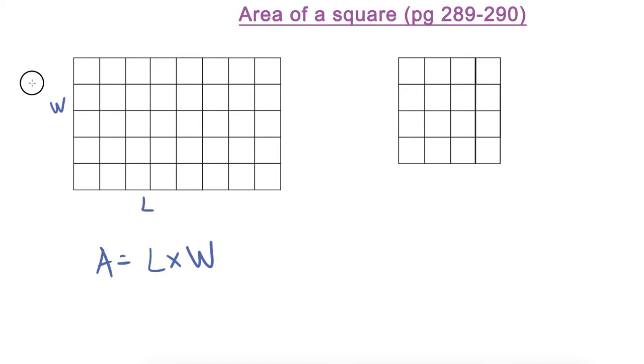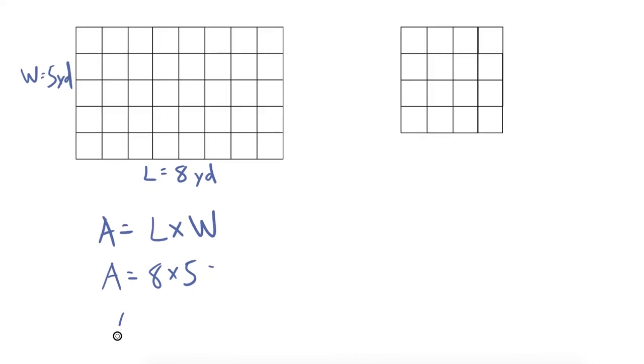So for example, let's say my length is, let's see, 1, 2, 3, 4, 5, 6, 7, 8. Let's say 8 yards. And the width, 1, 2, 3, 4, 5, is 5 yards. To find the area of a rectangle, I'll just multiply 8 times 5, and I will get area equals 40. 40 what? 40 square yards.